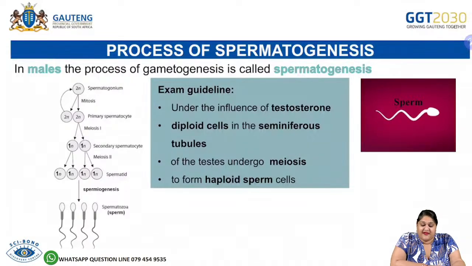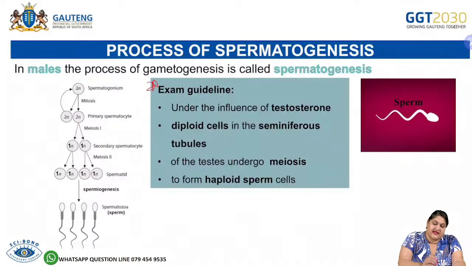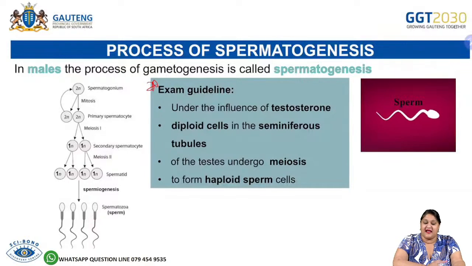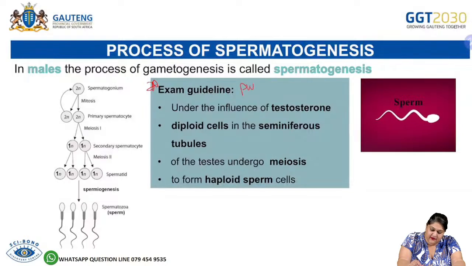Right, so from the examination guideline, once again, I'm putting an asterisk there to remind you. That's very important. Under the influence of testosterone, diploid cells in the seminiferous tubules of the testes undergo meiosis to form haploid sperm cells. Now, this one happens only from puberty.